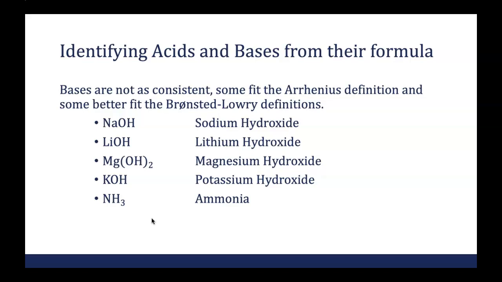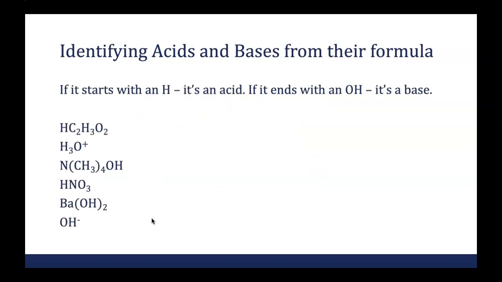All right, so we're going to use that as a simple way to classify something as an acid or a base. So if it starts with an H, it's an acid. If it ends with an OH, it's a base. Now make sure when you're looking for a base, you're not just looking for an O and an H anywhere. It needs to be together as a hydroxide ion.